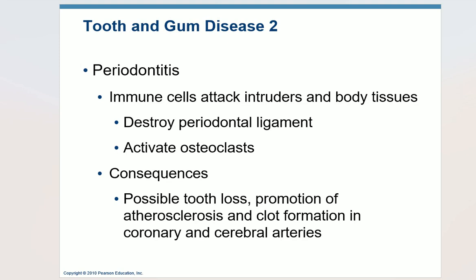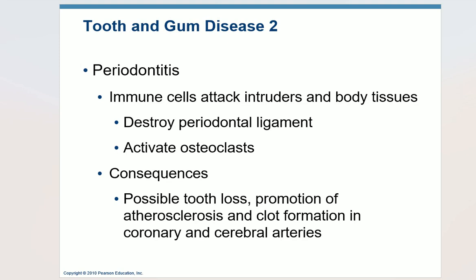So periodontitis, this is the worst one, right? This is the worst gum disease that you can have. This is when your teeth start falling out. The periodontal ligament is the connective tissue that surrounds and supports the teeth, and it attaches to the bone socket. With periodontitis, the periodontal ligament gets destroyed. Remember, itis is infection. Your immune cells attack it, destroy the ligament, and then activate osteoclasts.